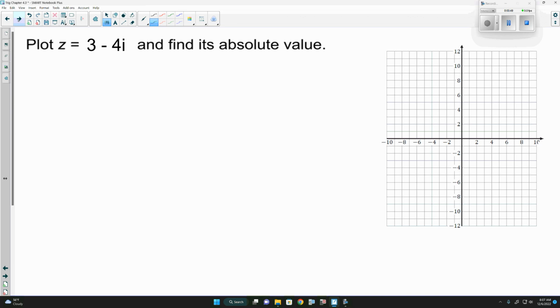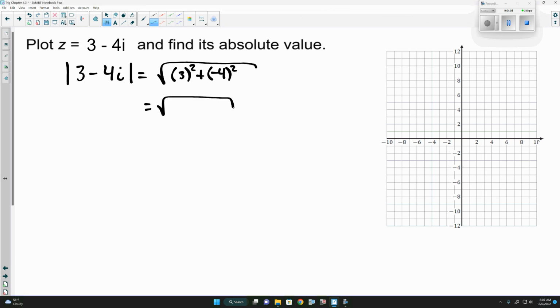So we'll do one more of these. Plot and find the absolute value. Well, might as well go on and find the absolute value. Absolute value of 3 minus 4i, which is going to be the square root of 3 squared plus negative 4 squared. Well, 3 squared is 9. Negative 4 squared is 16. Which gives us 5. Kind of makes sense.